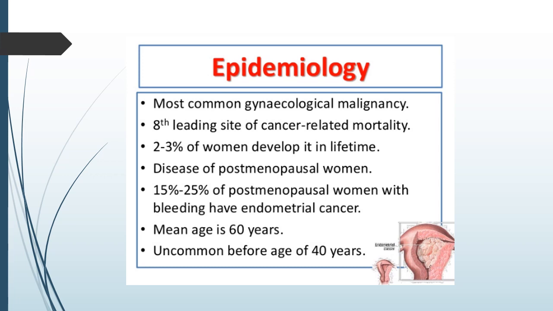This most common gynecological malignancy is the 8th leading site of cancer-related mortality, and the lifetime risk of developing endometrial cancer is approximately 1 in 46. The mean age of diagnosis is 62 years, although 25% of the ladies in the reproductive age group, in the premenopausal period, can have endometrial carcinoma as well, and they present with abnormal vaginal bleeding.